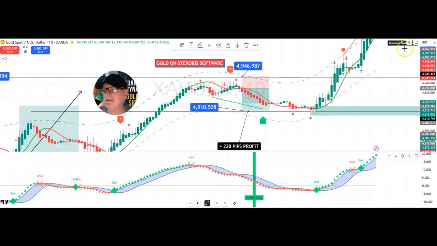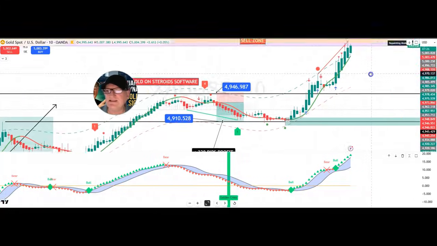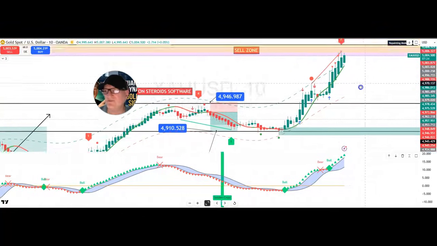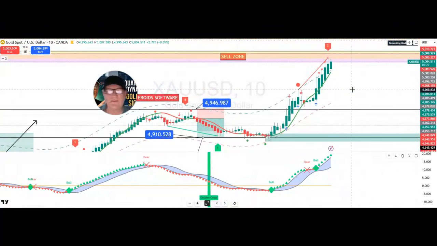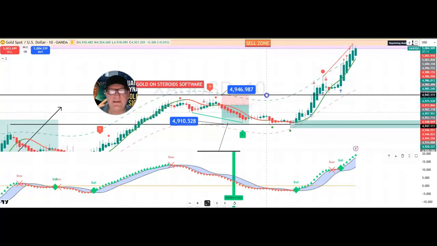Okay. So surprisingly, we've got the FOMC meeting this evening. Surprisingly, gold has rallied back to $5,000, which did surprise me a little bit. I did think we'd have a reversal at this point here at around 49.50, but it didn't actually materialize. But if you follow the rules of the Gold on Steroids, you can't go wrong.